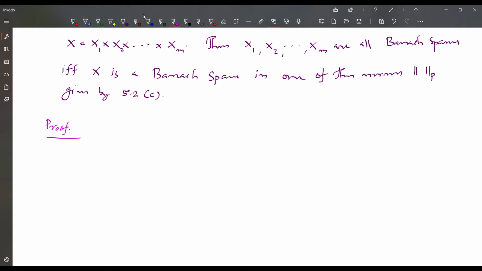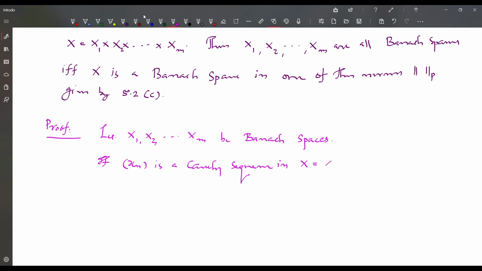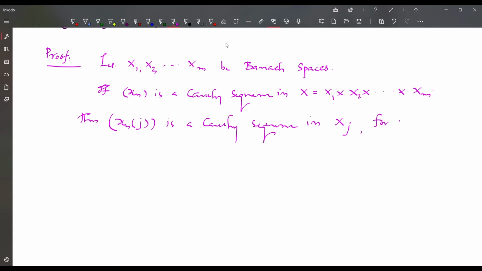Proof: Let X1, X2, etc., Xm be Banach spaces. If xn is a Cauchy sequence in X equal to X1 cross X2 cross etc. cross Xm, then xn^j is a Cauchy sequence in Xj for j equal to 1, 2, etc., m.